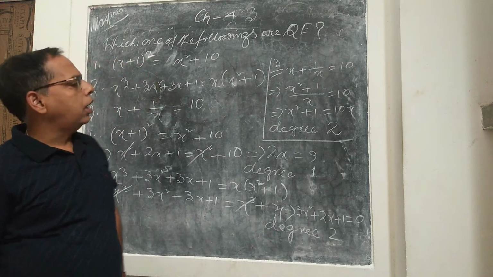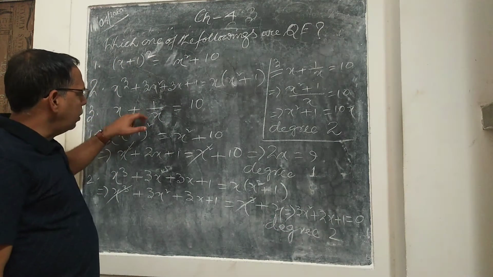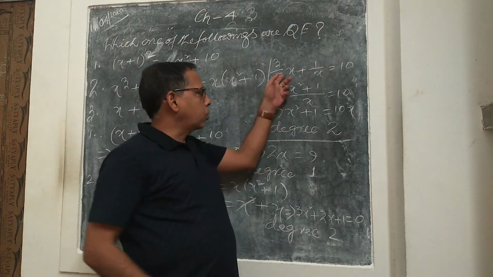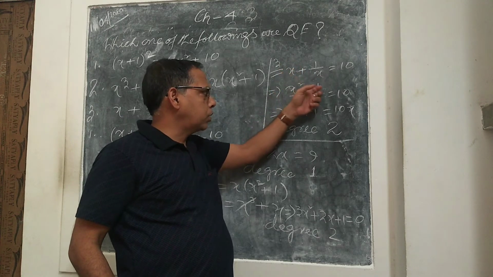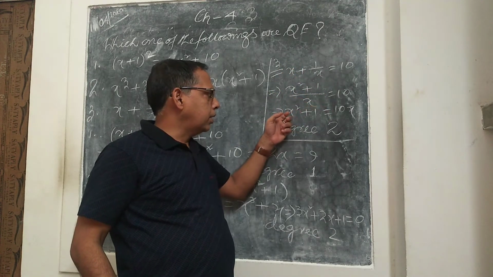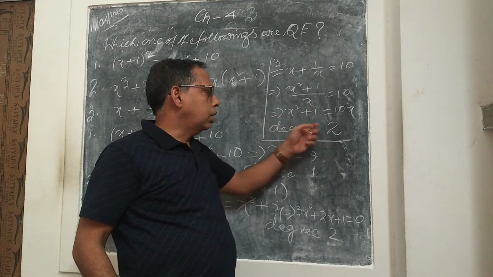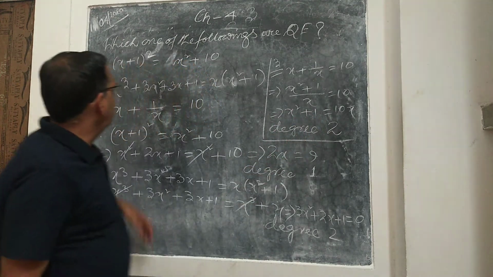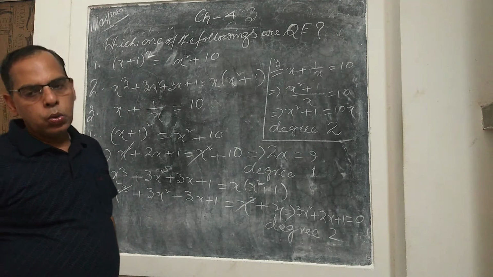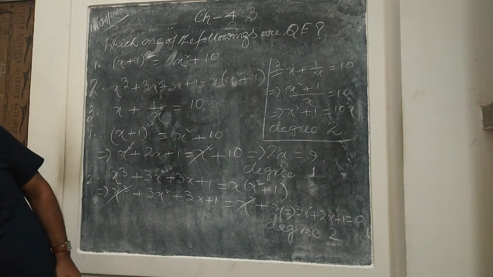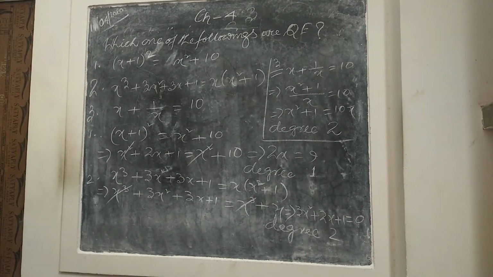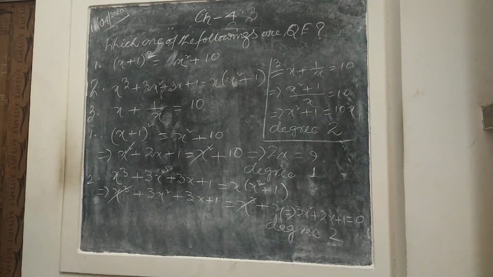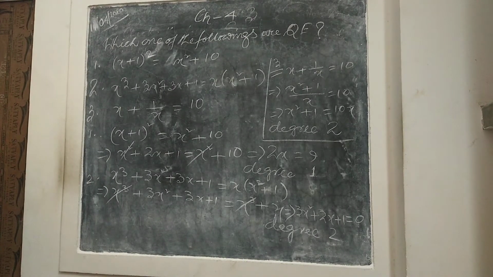Now the next one, that is the last one. You see x + 1/x = 10. That means, if we take the LCM, the denominator is 1. So x·x² + 1 divided by x = 10 implies x² + 1 = 10x. So the degree is 2. Therefore, equation 1 and equation 3 are quadratic equations. So sometimes directly by looking you can say whether it is a quadratic equation or not, and sometimes you have to do the simplification, and then only you can say, but directly you cannot say.